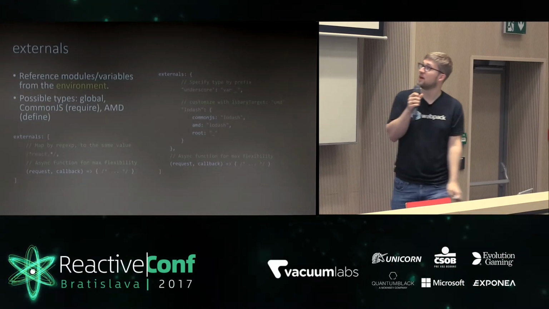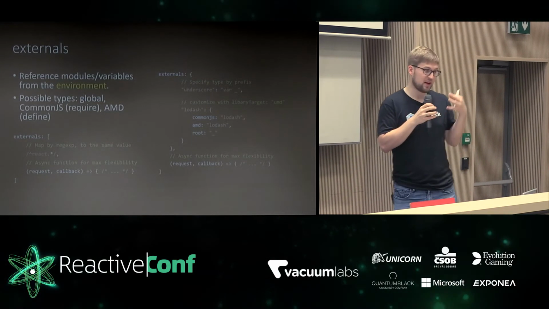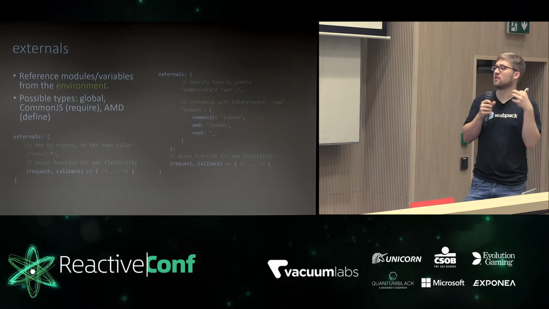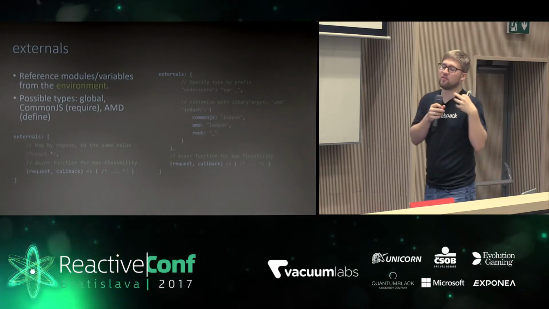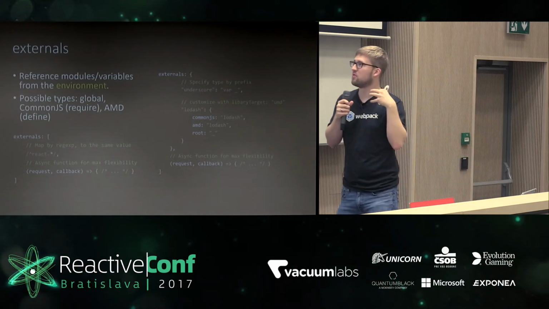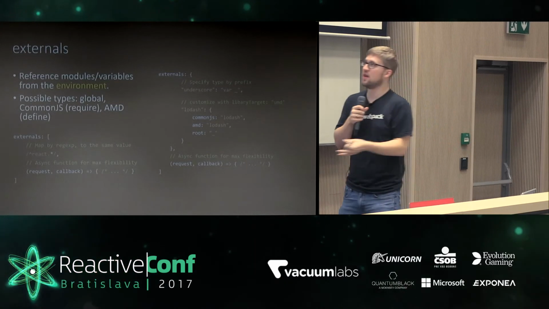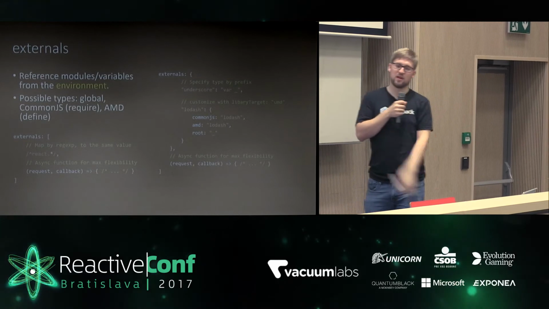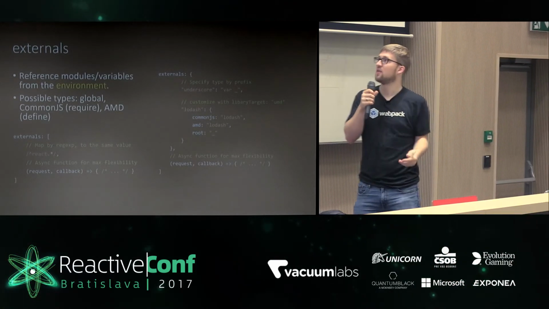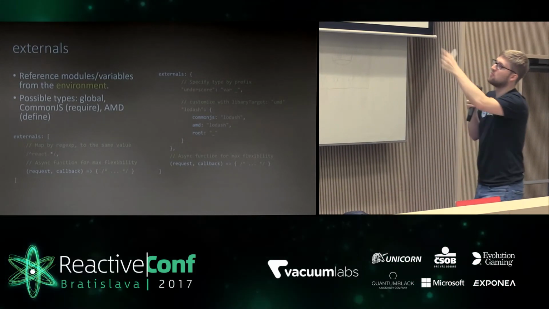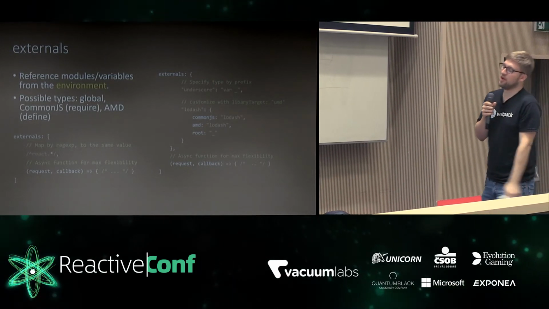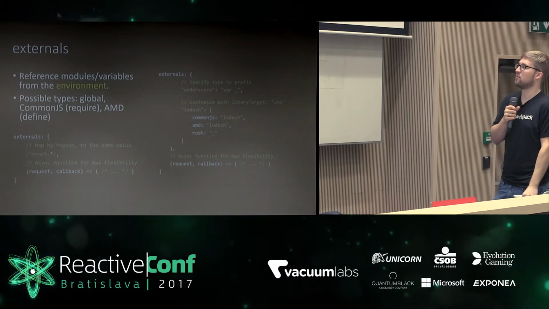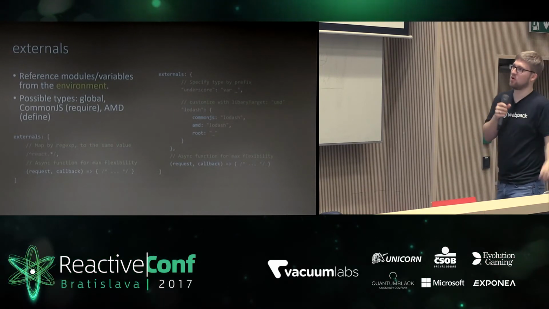So, externals. Externals basically allow you to reference modules which aren't included in your bundle, but which you want to reference from the environment. For example, you have Lodash from a CDN, and you want to include the Lodash library as a script tag. Then you can just pass some externals configuration, and Lodash will be used from the script tag. So it's basically used from the global scope.